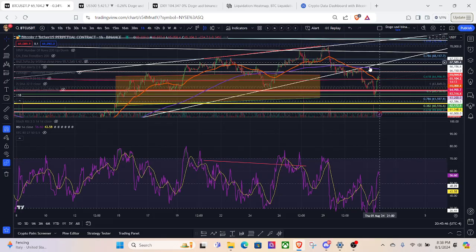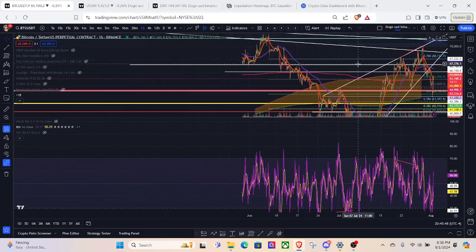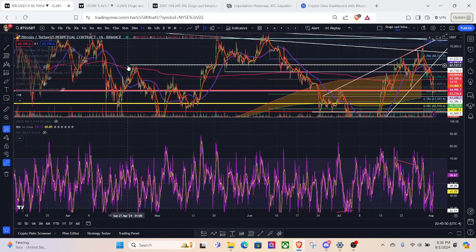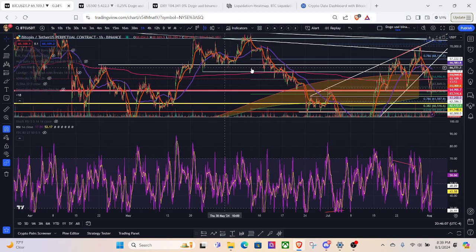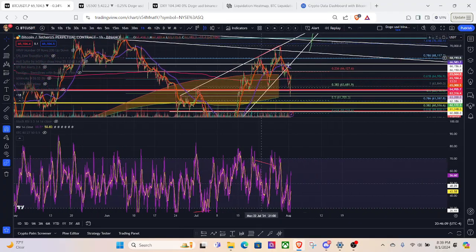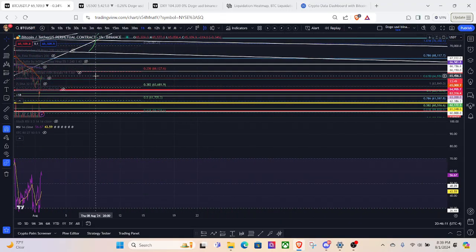Now, you also lost this level of support here. This white line was support from all the way back here. Up back here, it was resistance on April 22nd. On May 23rd, it was support, and then support again all the way through May 31st. So this was a critical level as far as support and resistance goes. This is considered a support resistance flip.